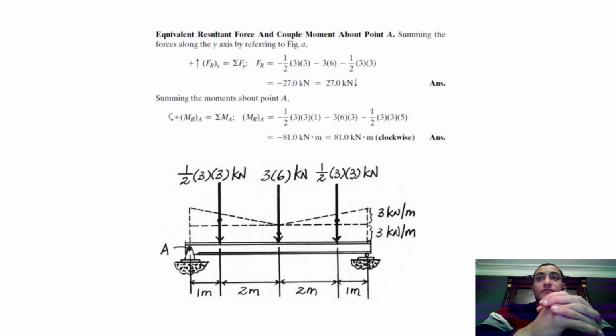Summing the moments about point A. So the moment is all the forces: negative half multiplied by 3 multiplied by 3 multiplied by 1, minus 3 multiplied by 6 multiplied by 3, minus half multiplied by 3 multiplied by 3 multiplied by 5, which then gets us the answer of negative 81 kilonewton meter, or 81 kilonewton meter clockwise, which is also the negative moment. As you can see, to make it easier, I have provided a figure below, which makes it easier to see where we got the numbers from.